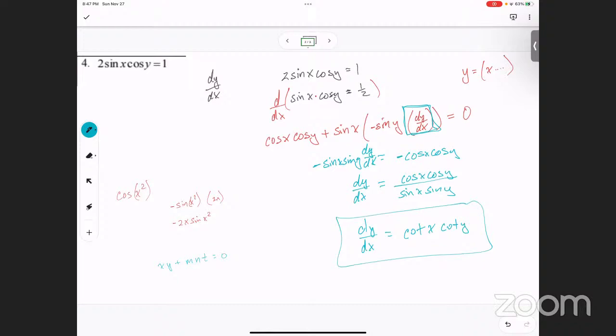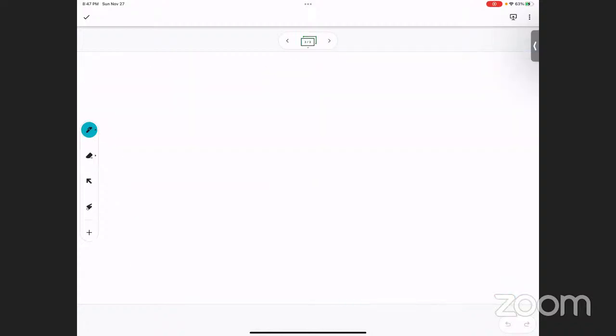Gotcha. Okay. Thank you. Do you have the answer key, by the way? Yeah, I do. Out of curiosity, how did they write the answer? Did they write it as cotangent like that, or did they write it as cosine sine? They wrote it as cotangent x y. Okay. Cotangent x times cotangent y, right? Yeah. Sorry, that's what I meant. Yeah, good. I shouldn't have abbreviated that specifically.